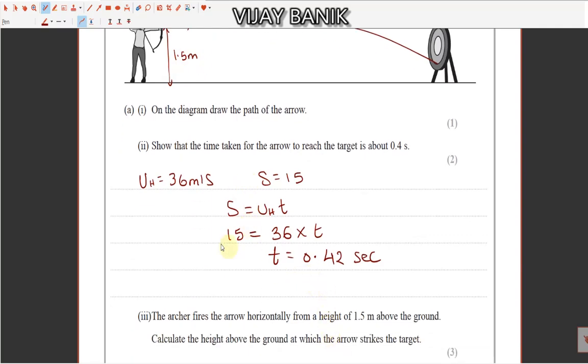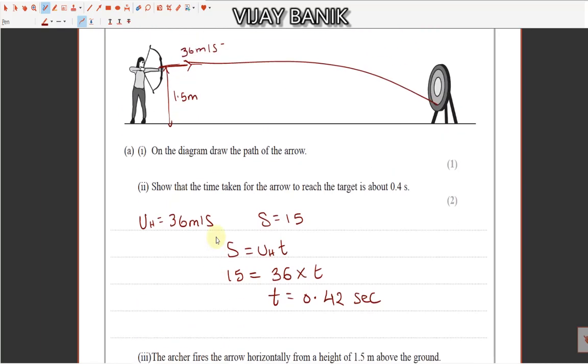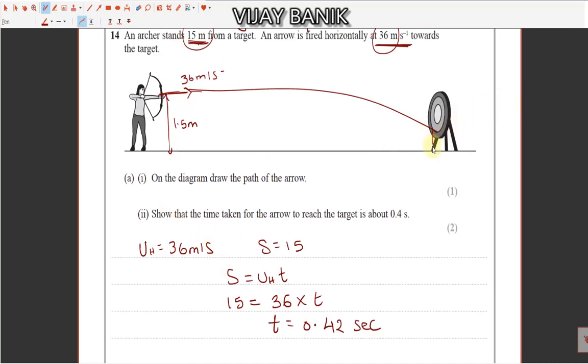Calculate the height above the ground at which the arrow strikes the target. So this is what they're looking for. Let me use some other color for you all. This is the target, and we want to know what height it hit. If I can find how much vertical distance was traveled by this arrow, and subtract it from 1.5, I will get this particular distance, the height from the ground at which the arrow strikes the target.